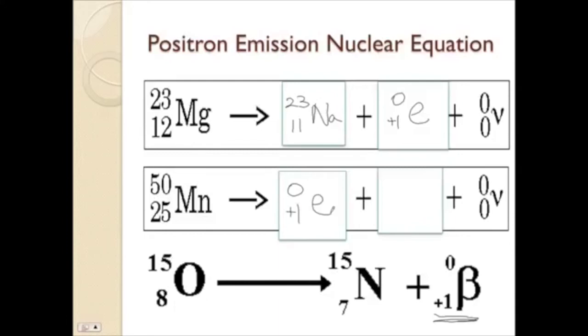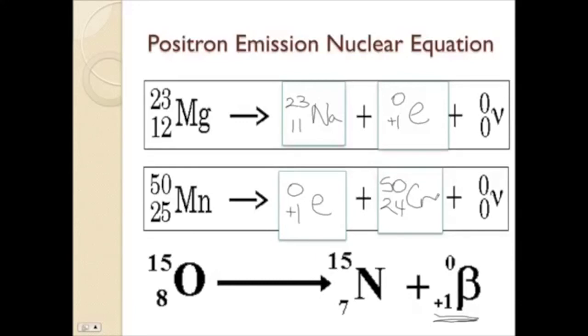So top numbers are the easy parts. 50 on the other side. On the bottom, I want to do 25 minus 1, which is 24. Atomic number 24 is chromium, Cr. There we go. Okay. So this is positron emission because it's giving off a positron, a positive particle. There we go.